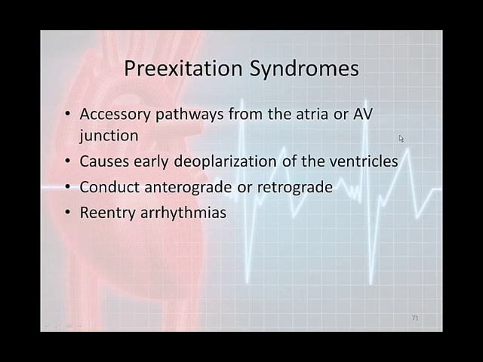Finally, we're going to cover preexcitation syndromes. This is the last topic. So, preexcitation syndromes basically means that there are accessory pathways from the atrium or from the AV junction that cause an early depolarization of the ventricles. Now, this does predispose people to going into re-entry arrhythmias. Depending on where the accessory pathway is actually located, it could send them into re-entry phenomena.